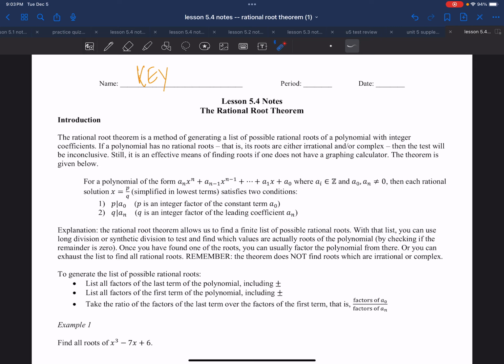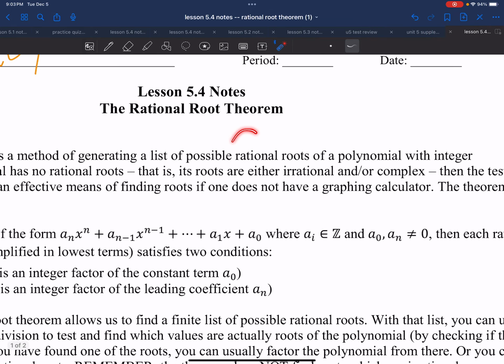So first I'm going to talk about what it is. It's a method of generating, you see this right here, a method of generating a list of possible rational roots. So it doesn't just tell you what all the roots are, but it gives you a list of possible roots, possibilities, right? In particular, possible rational roots.